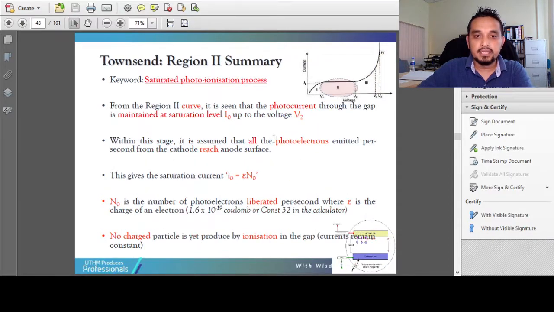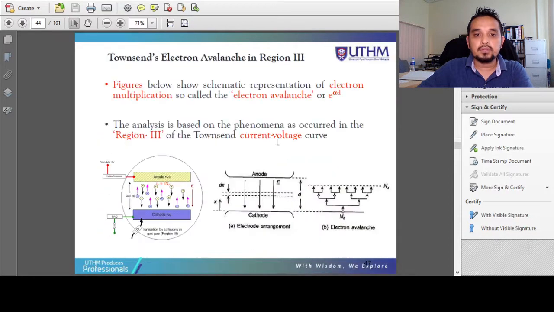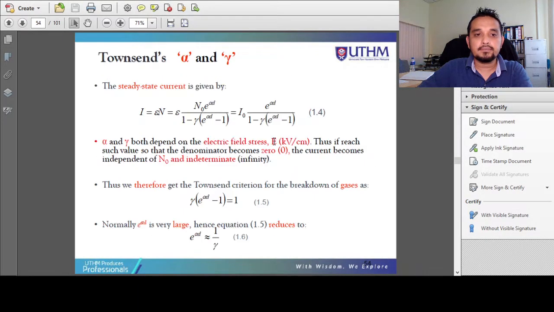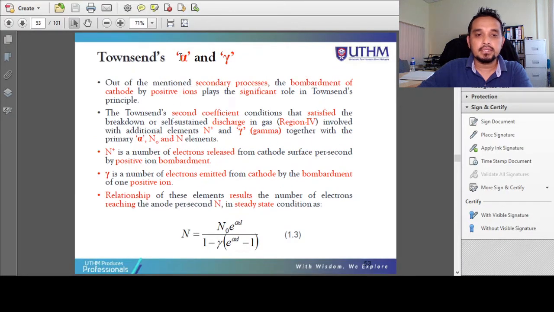This is closely related to what we're going to look at in the numerical approach about alpha and gamma, or what we call the primary and secondary coefficients in the Townsend principle. We're not going to learn in great detail how this formula is derived. We're not interested in that. But in this case, students are expected to really understand the formula and how to use it.